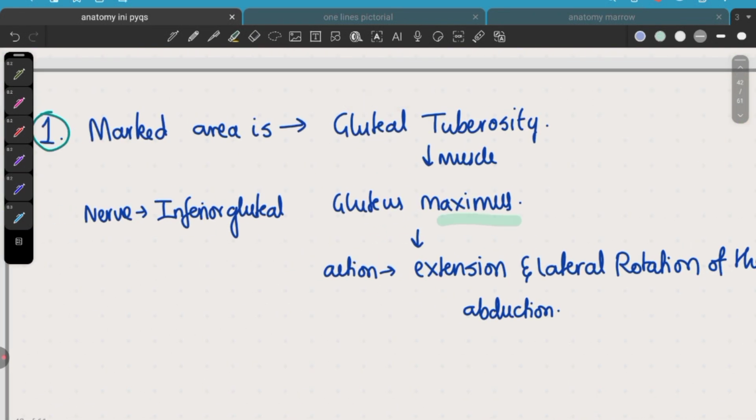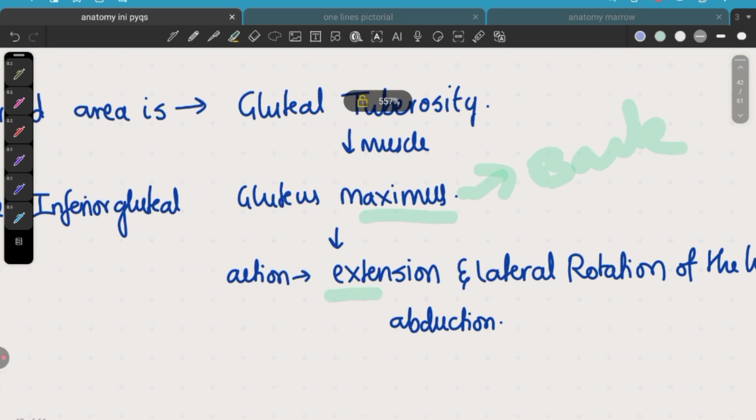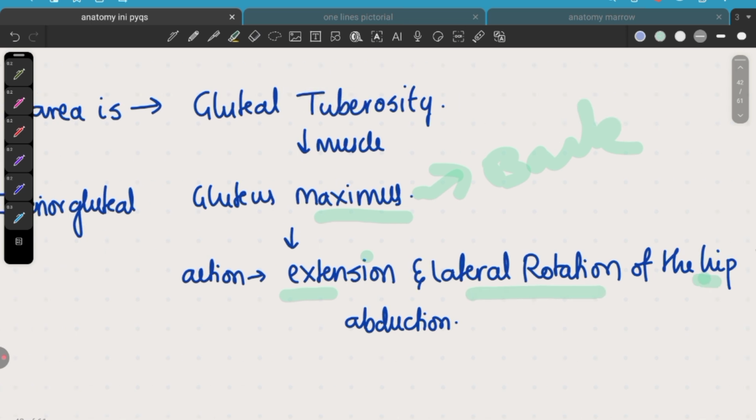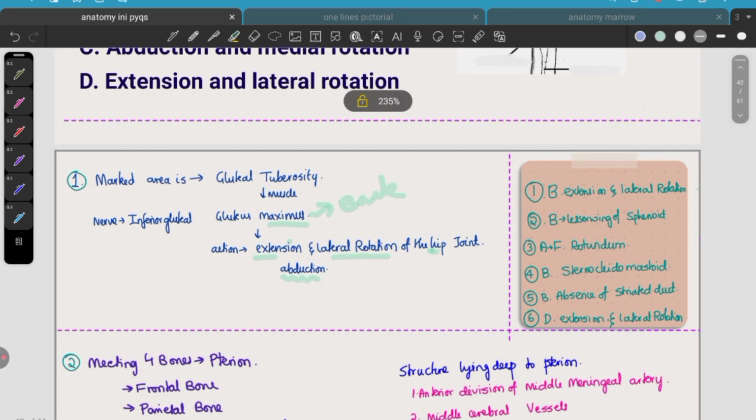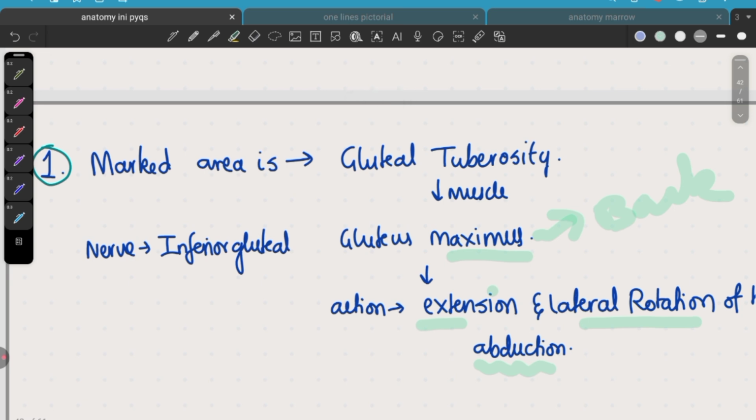So what is the action? It helps in extension. It is a muscle of the back, isn't it? So, back of the thigh. So it helps in the extension and lateral rotation of the hip, and also it helps in abduction. This is a repeated question, so remember. Next, which nerve supplies gluteus maximus muscle? It is supplied by the inferior gluteal nerve.